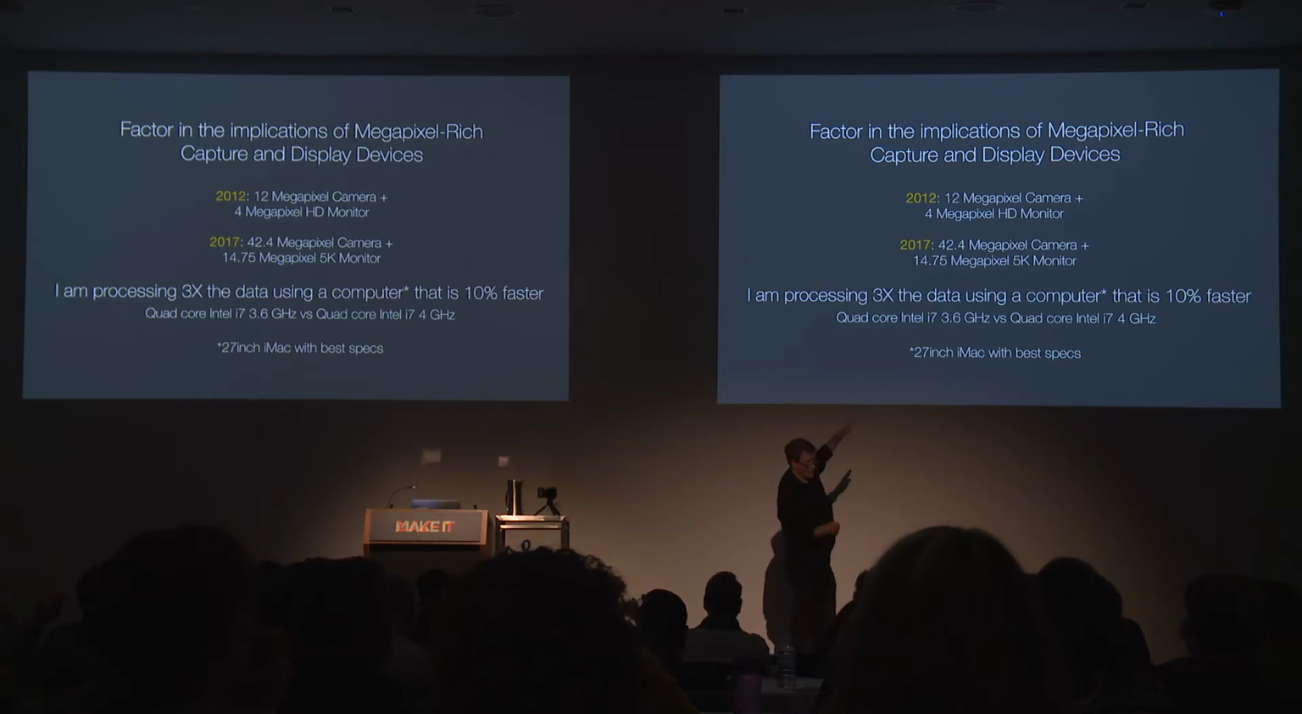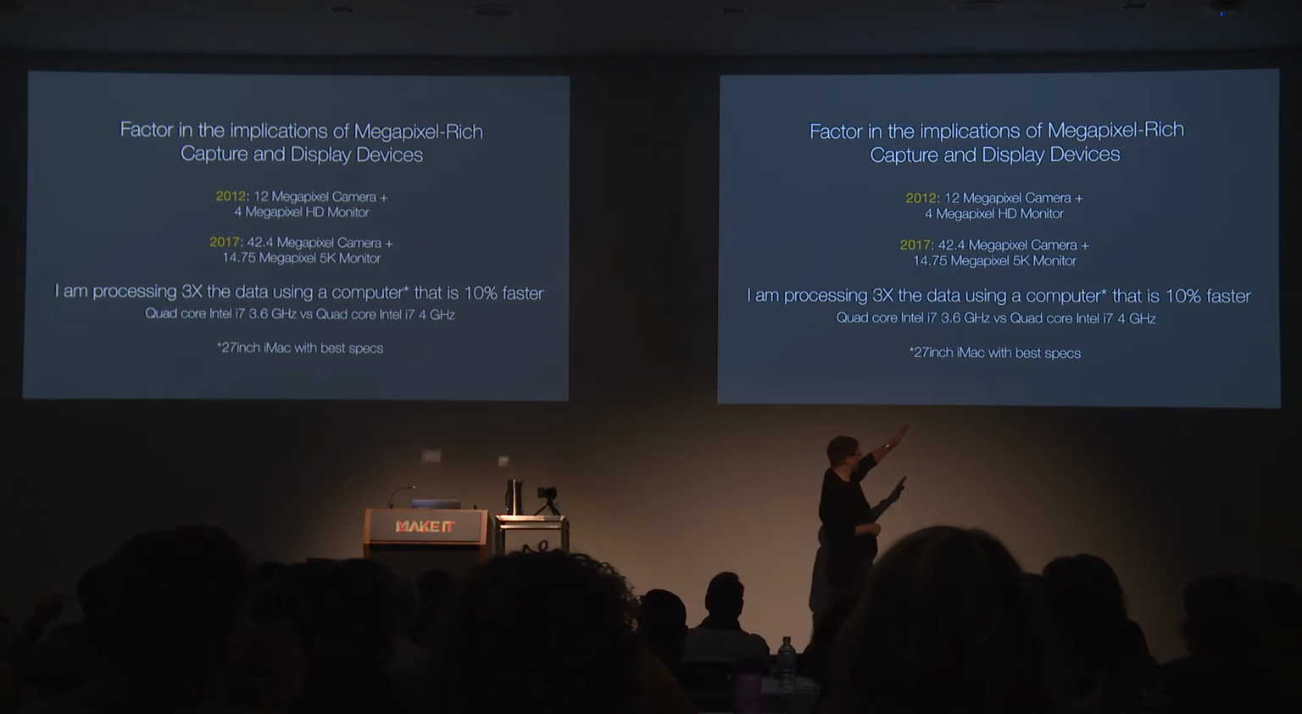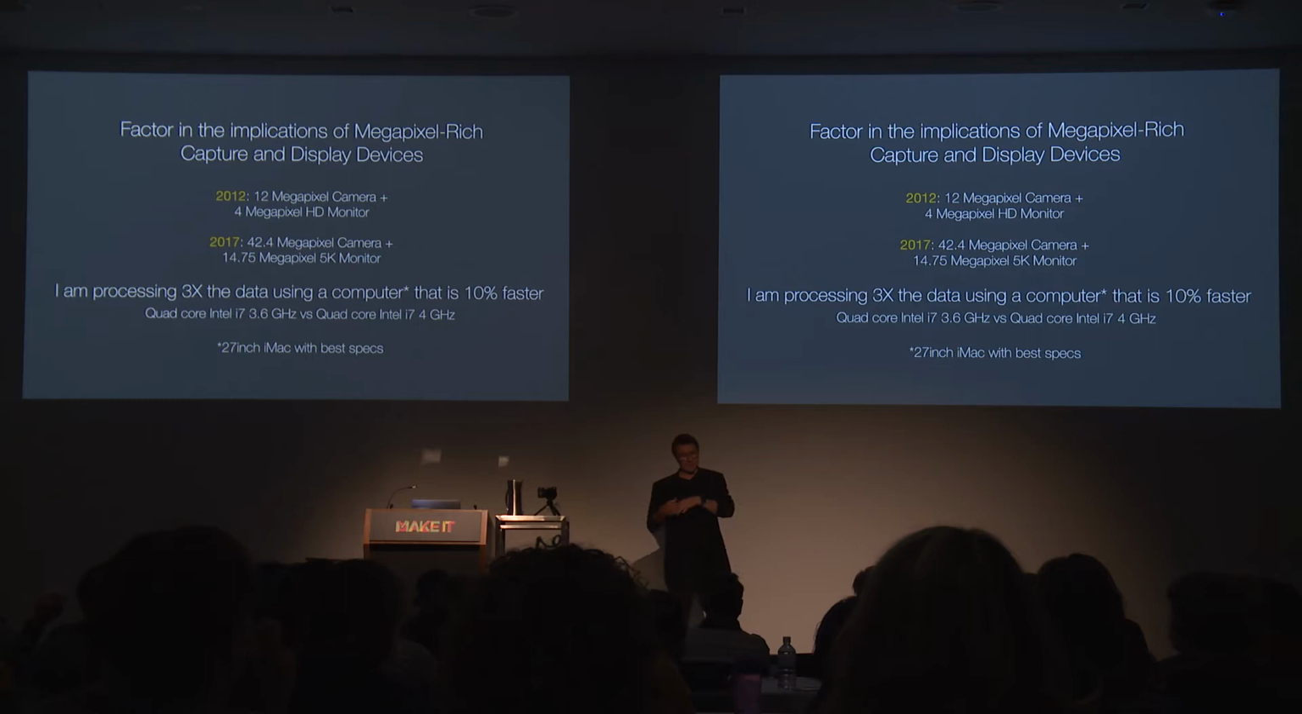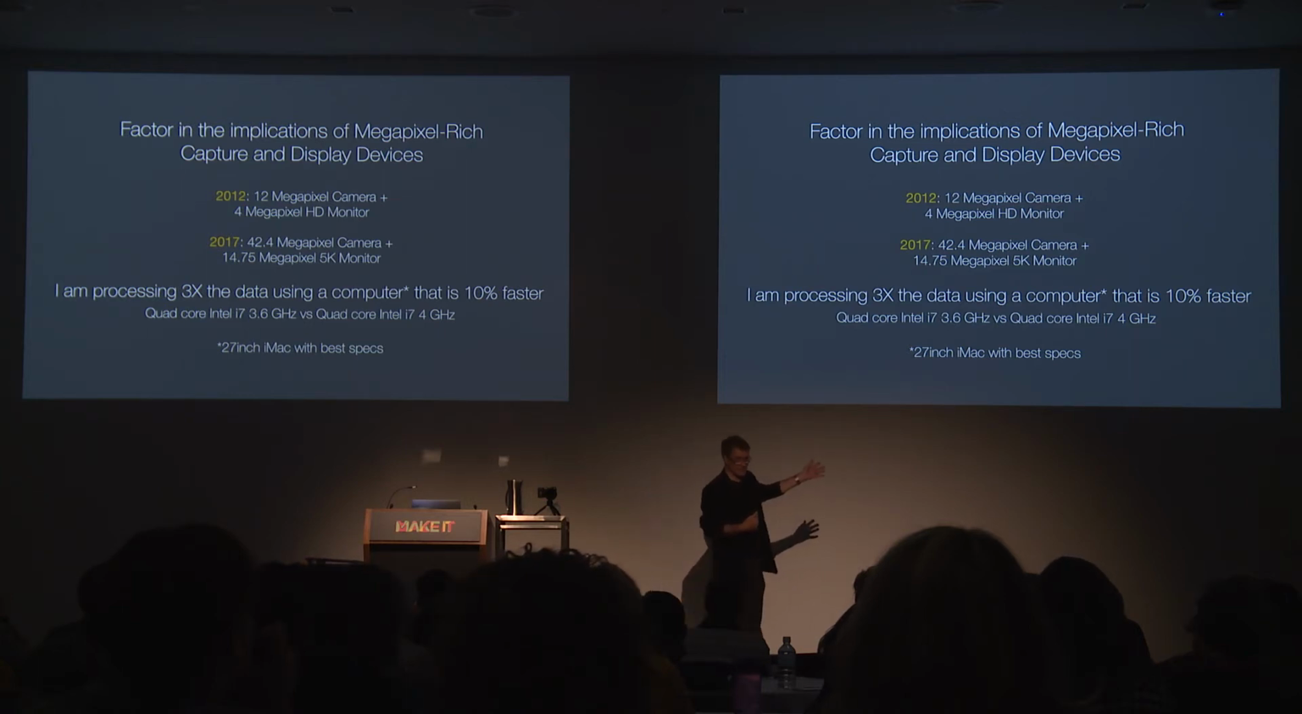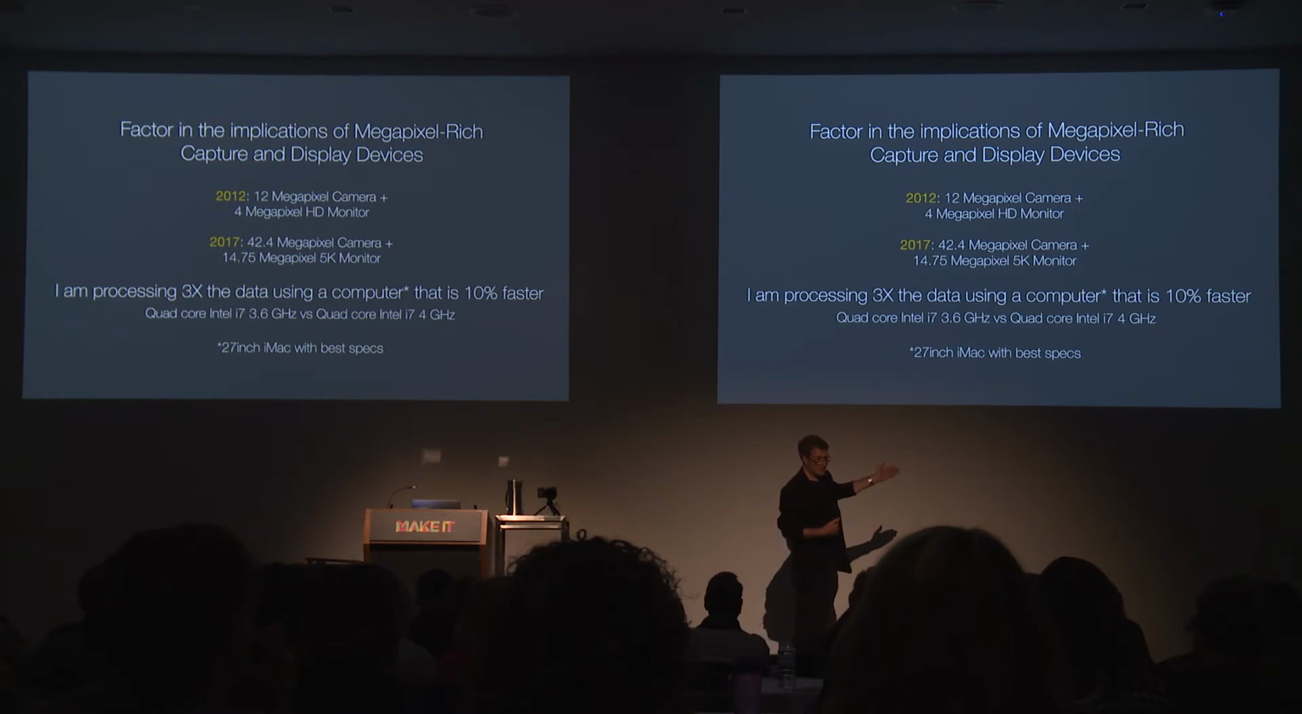5 years ago, we had quad-core Intel i7 processors running at 3.6 gigahertz. 5 years forward, we've got the same processors running at 4 gigahertz. When I was going through the imaging revolution, I couldn't wait to change my computer every 18 months to 2 years. We were doubling the performance pretty much every 2 years. I think the computer manufacturers have fallen asleep on the job, personally.